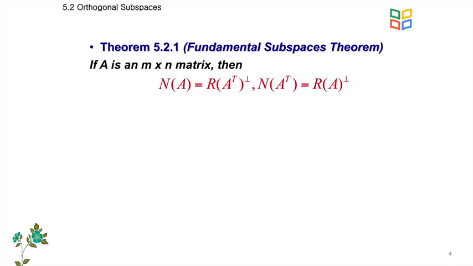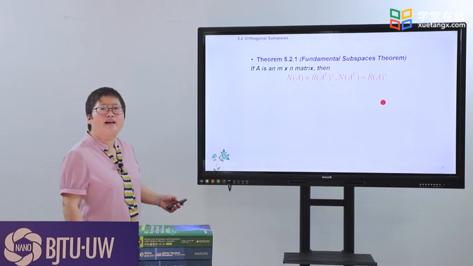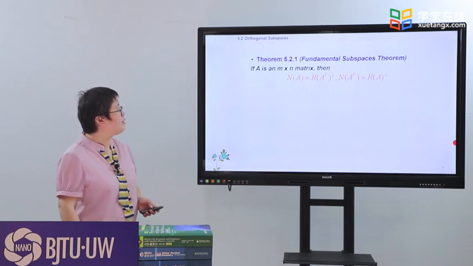Okay. We have this Theorem 5.2.1, the fundamental subspaces theorem. If A is an m by n matrix, then the null space of A equals the orthogonal complement of the range of A transpose. So N(A) equals R(A transpose) orthogonal complement. And on the other hand, we also have the null space of A transpose equals the orthogonal complement of the range of A. So let's see the proof.